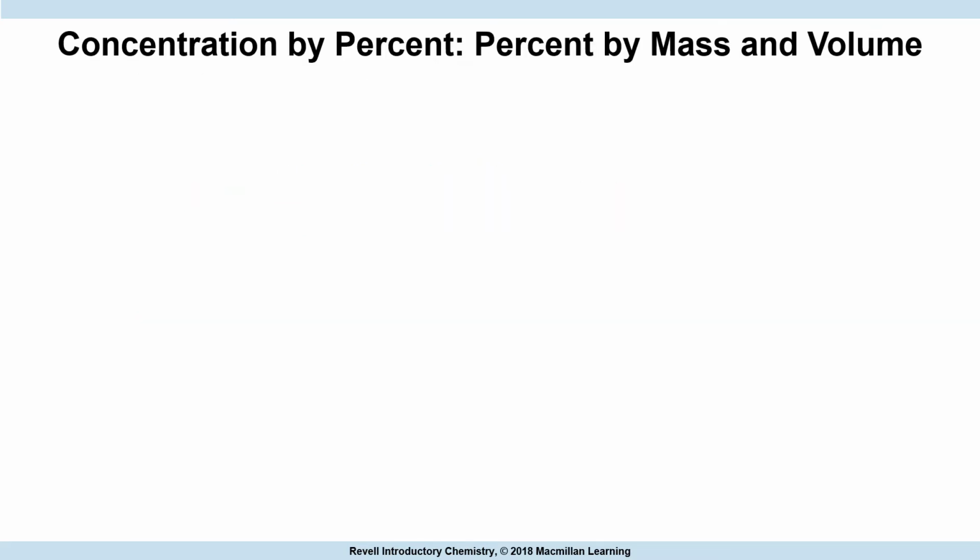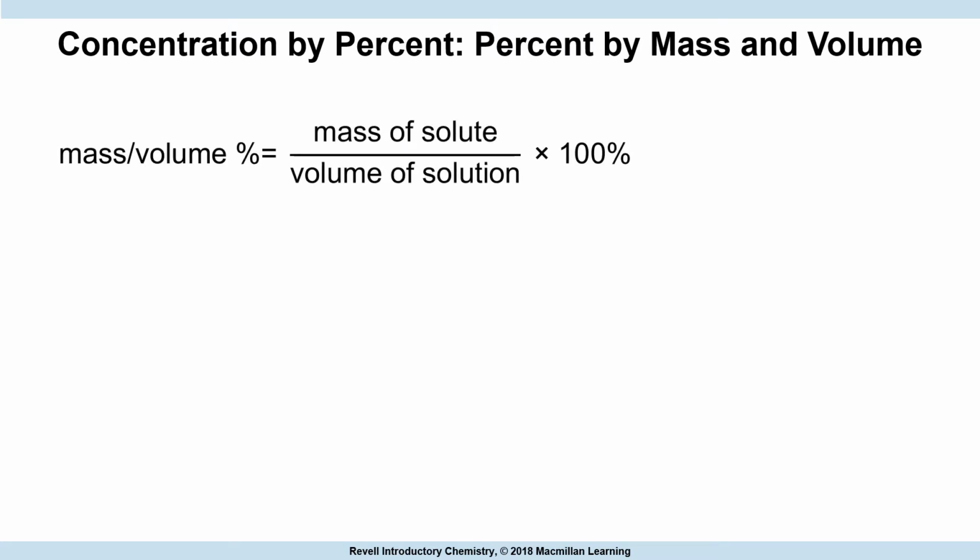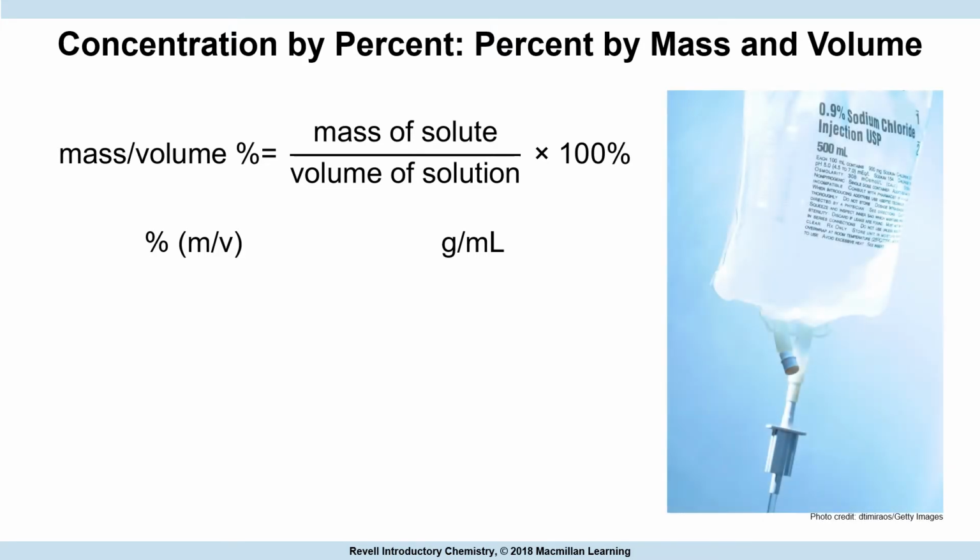And now an example of mass and volume. So that's another way to describe a concentration, would be the mass over volume, as we said.